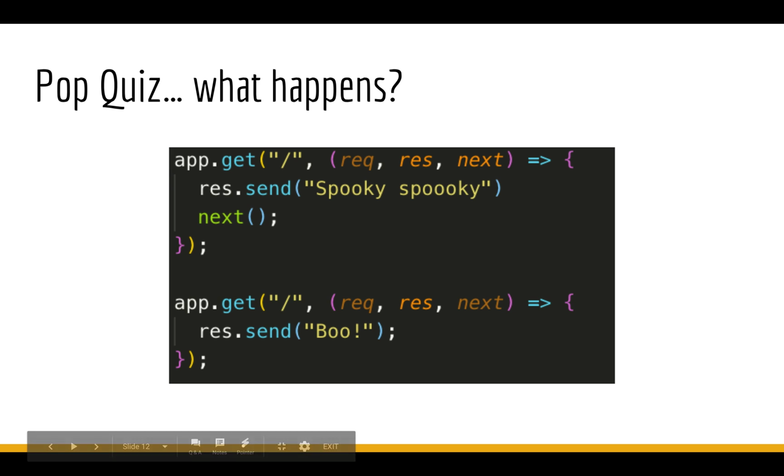Okay, so let's take a quick pop quiz now. What do you think is going to happen here? So we're looking at it. We have an app.get, then we're saying res.send spooky spooky, next, and then we have another route. So if we're getting a request that comes in matching the slash route, what do you think is going to happen? Pause the video and take a second to think about it.